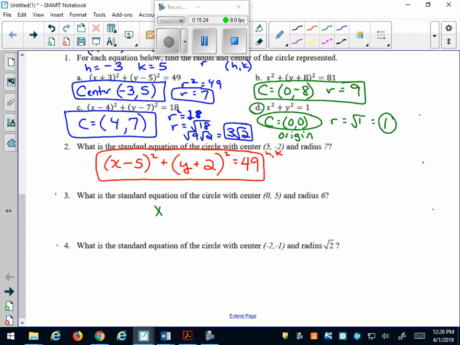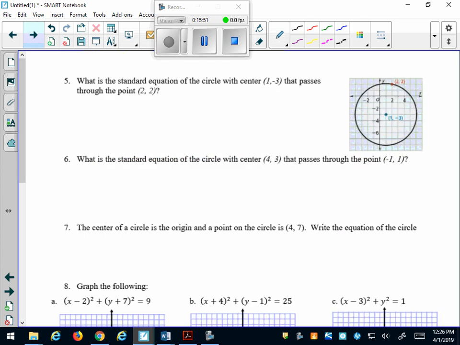So this one should have turned out to be x squared plus y minus 5 squared equals 36. And this one is x plus 2 squared plus y plus 1 squared equals, and the square root of 2 squared is just a whole number 2. Right? If you square a square root, it just becomes the whole number.